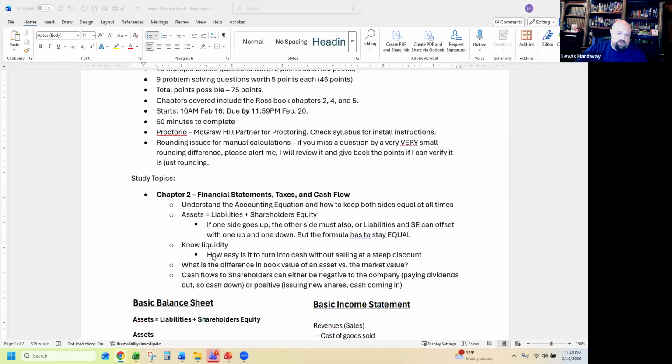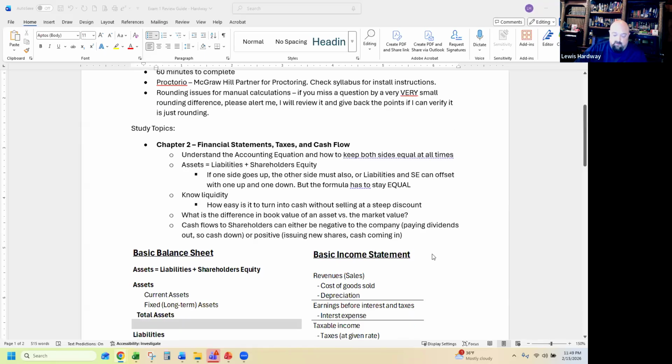You should know what liquidity means: basically how quickly you can turn something into cash without the fire sale component. If you were to sell it at market value, how quickly could you turn it into cash? To that end, know the difference between book value and market value. Book value is the accounting value, versus market value, which is what you could sell it for.